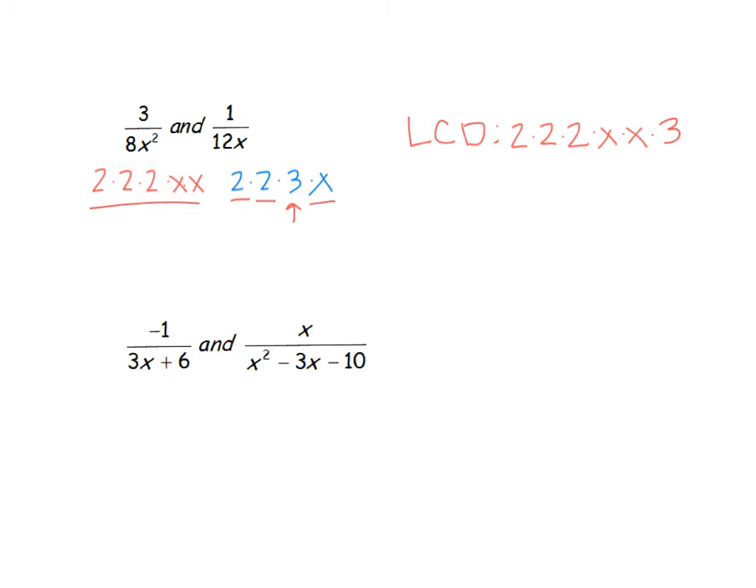Now, we can multiply 2 times 2 times 2 and get 8, and then multiply it by, this is 8 here, times the 3 is 24. And x times x is x squared. Again, the LCD can be written in either of those ways.